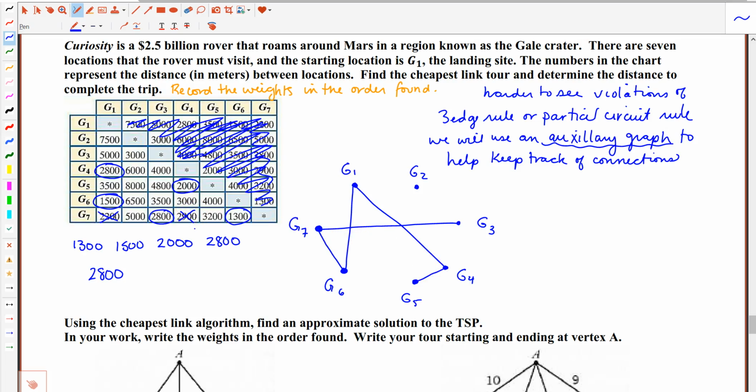After that, looks like it's going to be this 3000, which I have one occurring here, and I have one occurring here. This one connects G3 to G2. G3 to G2, no problem there. So we're going to connect it, grab it, and mark it.